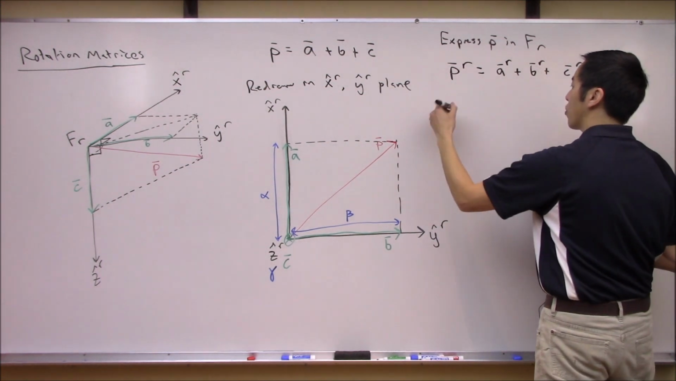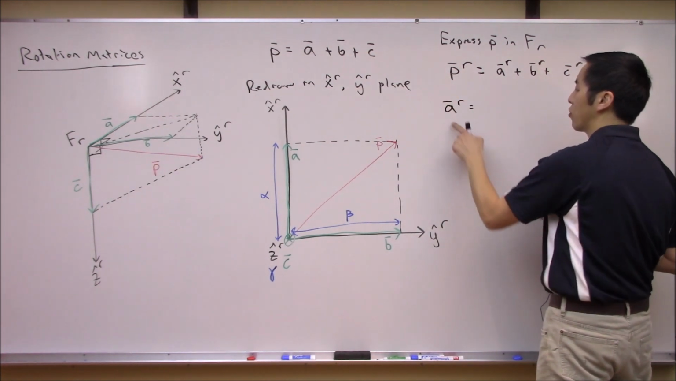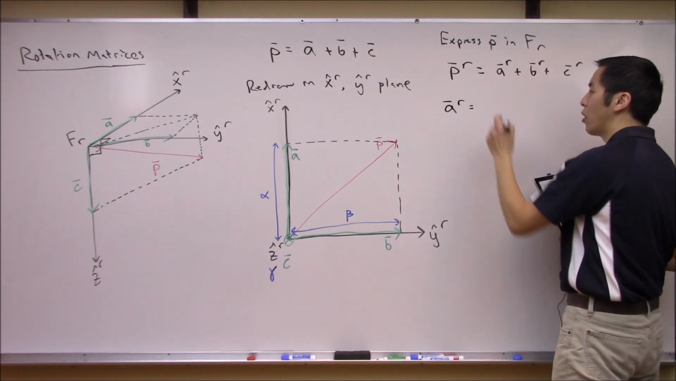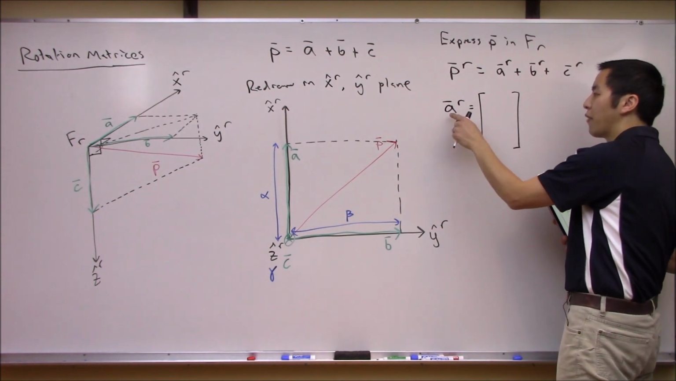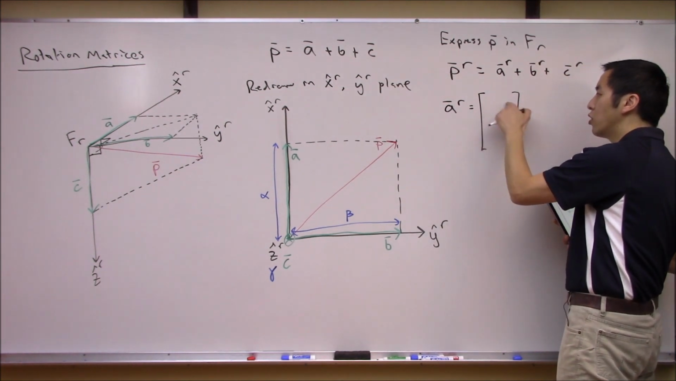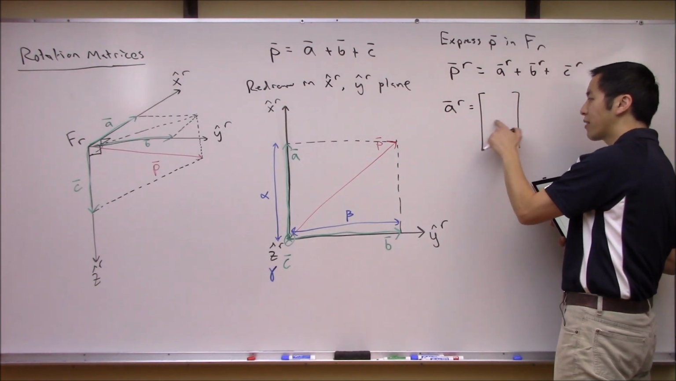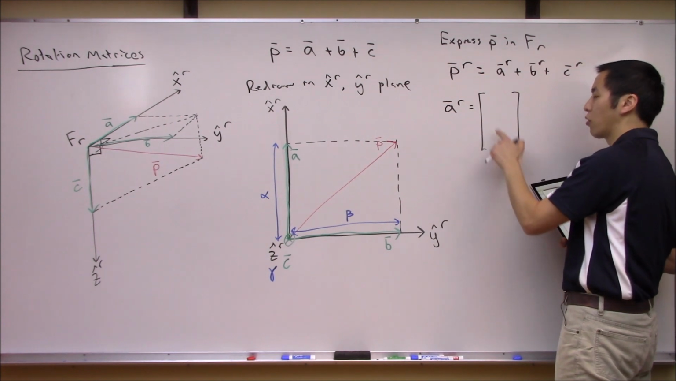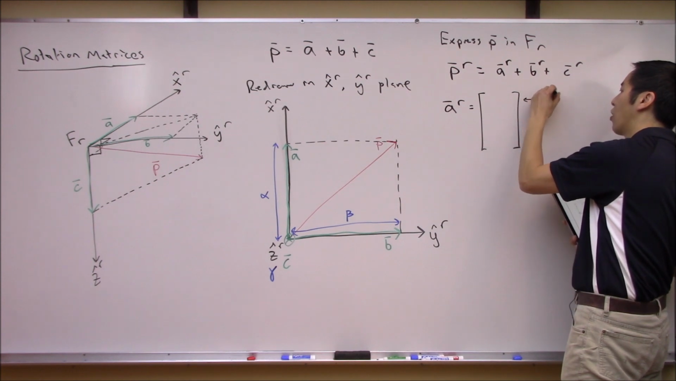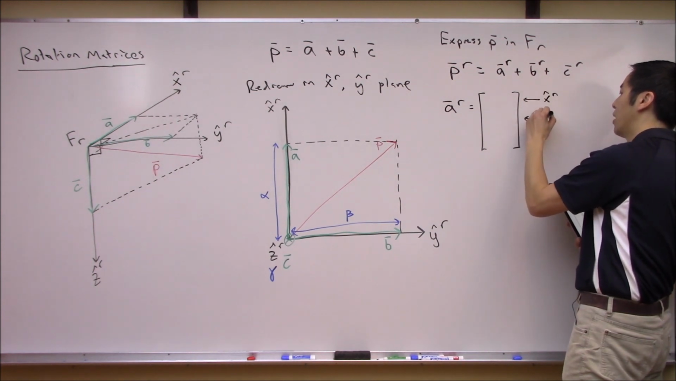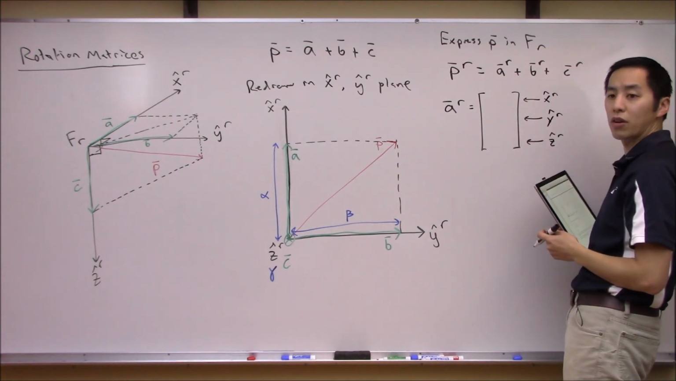What is this thing here? Let's look at each vector, each component, one at a time. A in R is the vector A expressed in frame R. What we're trying to do is get three numbers. The first number tells you, if I want to describe this vector A, how far do I go in x hat R's direction, then how far in y hat R's direction, and then how far in z hat R's direction. Let me write this down. This is the x hat R component, this is the y hat R component, and this is the z hat R component.